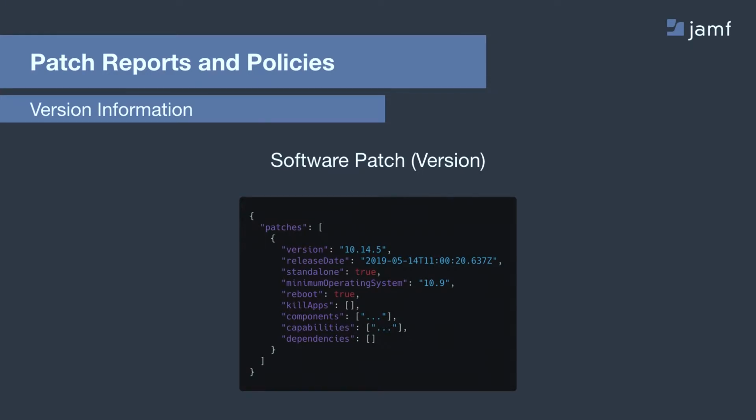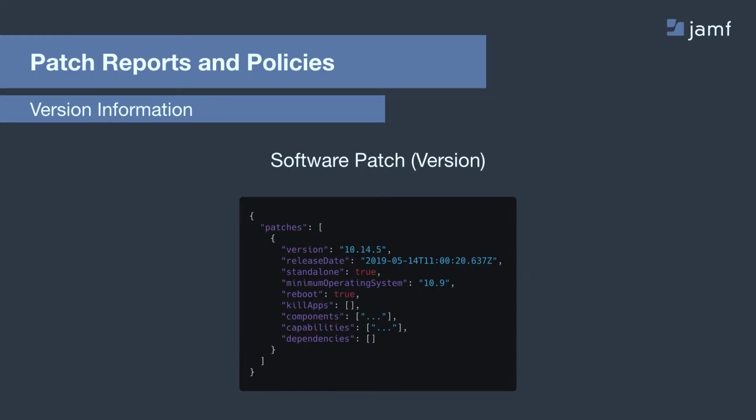So when we're back in the JSON here, you can see, of course, the version string itself. The minimum operating system is defined here. Rebooting, true, false, whether or not the package is going to require that. That's all information that gets used by the Jamf binary when it's actually executing a patch policy.